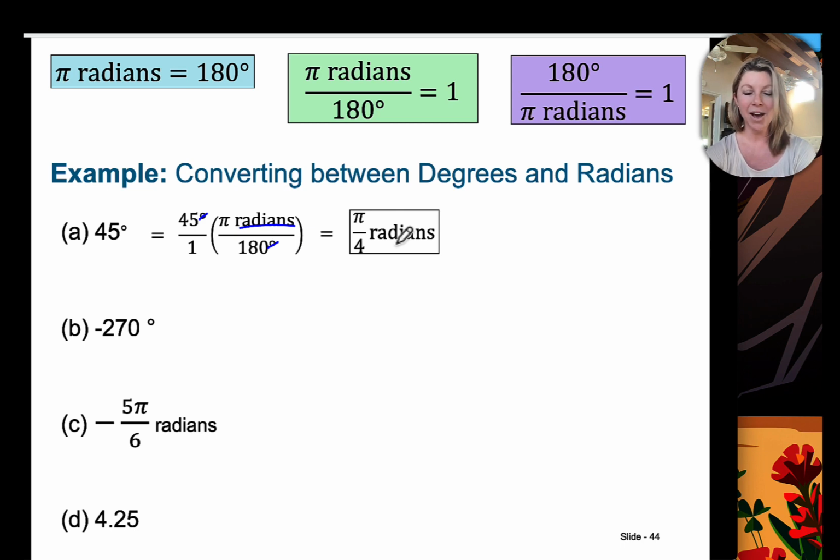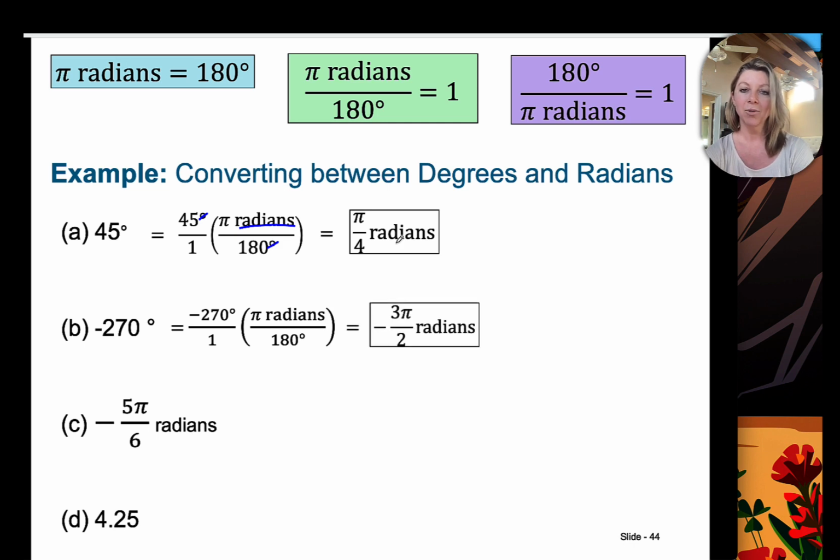Welcome back. Let's see how you did. If you multiplied that by pi radians over 180 degrees, your setup is right. Nice work. And if you reduce that to negative 3 pi over 2 radians, you got it right.